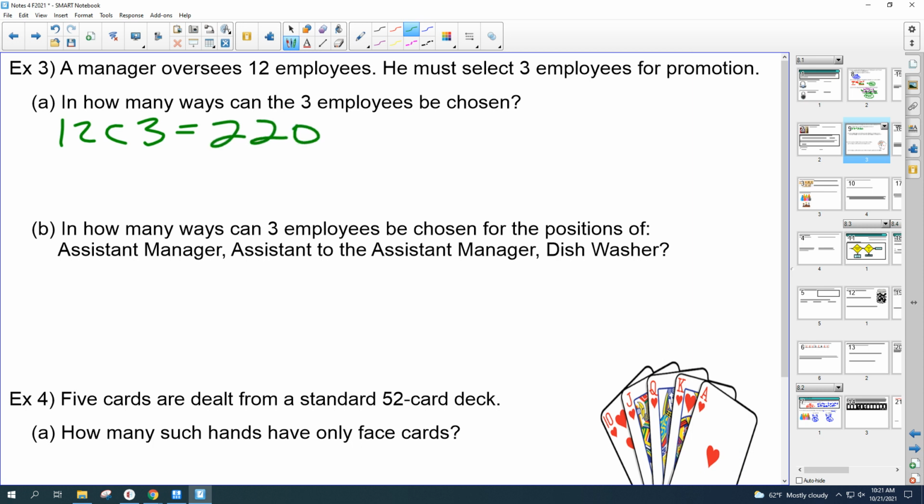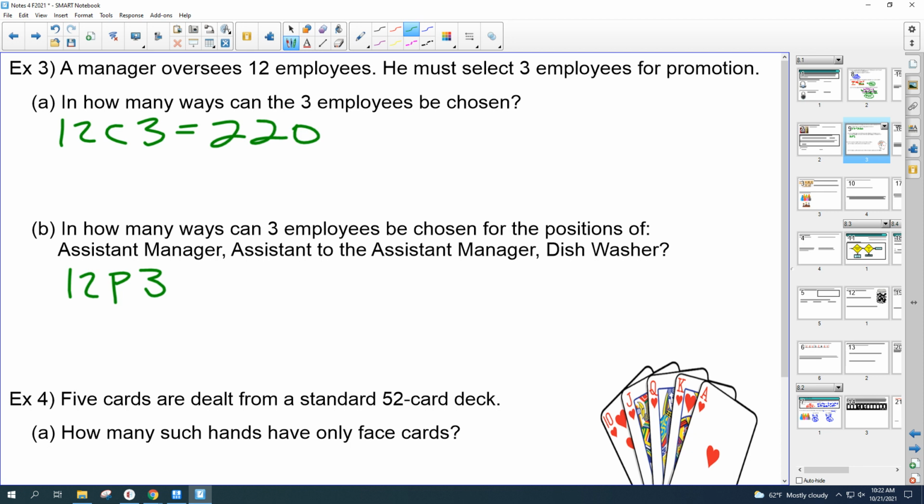In how many ways can 3 employees be chosen for positions of assistant manager, assistant to the assistant manager, or dishwasher? Okay, so you are assistant manager, you are assistant to the assistant manager, and you are the dishwasher. Does the order matter? I'd rather be the assistant manager than the dishwasher, probably, right? So the order matters this time. This is a different question. I'm still taking 3 out of the 12. But this time, since the order matters, it's going to be a permutation.